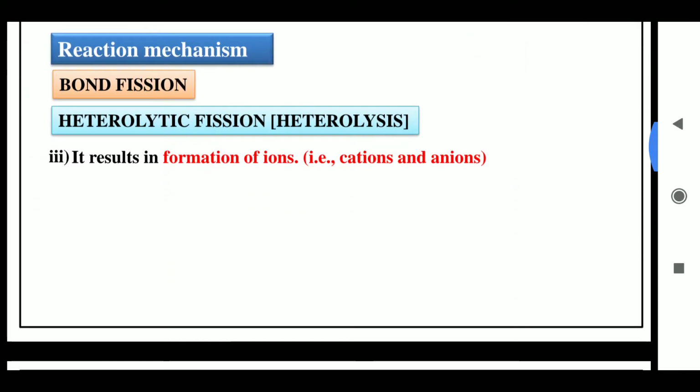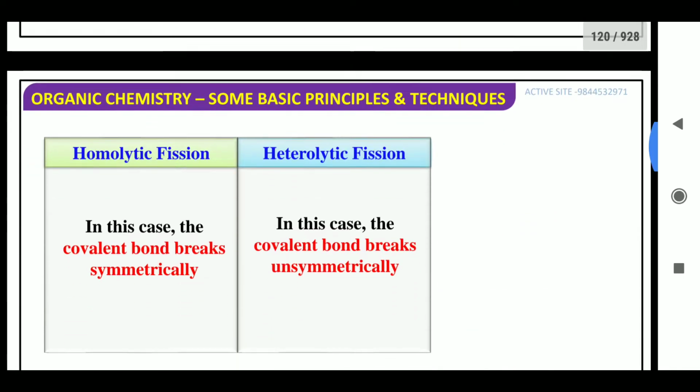Now talking about heterolytic fission, here I have written that it results in the formation of ions. I already told you that positively charged ions are known as cations and negatively charged ions are known as anions.